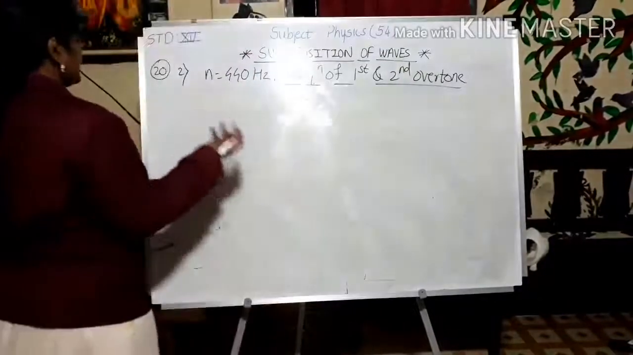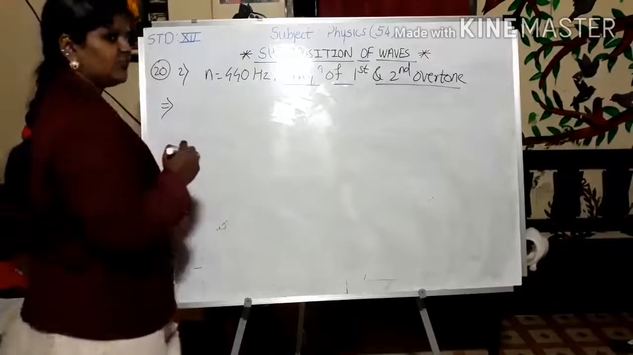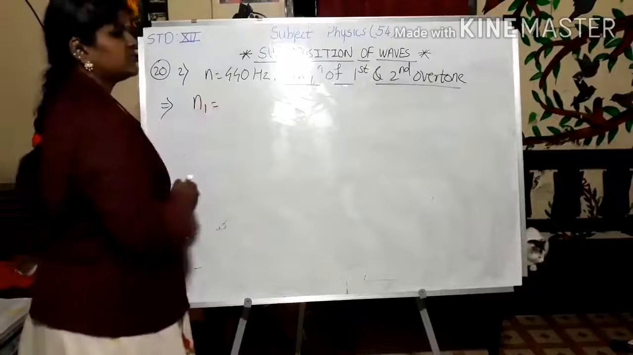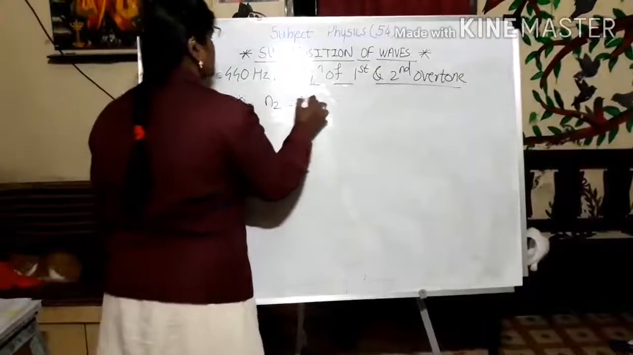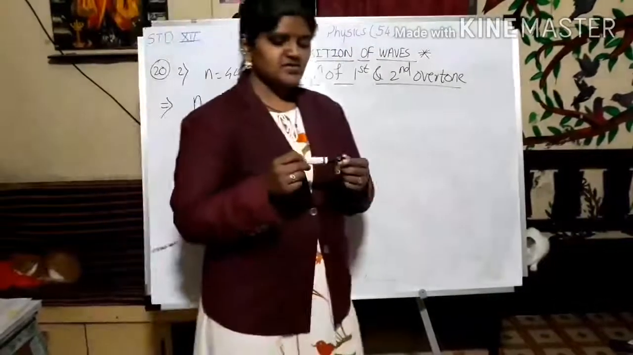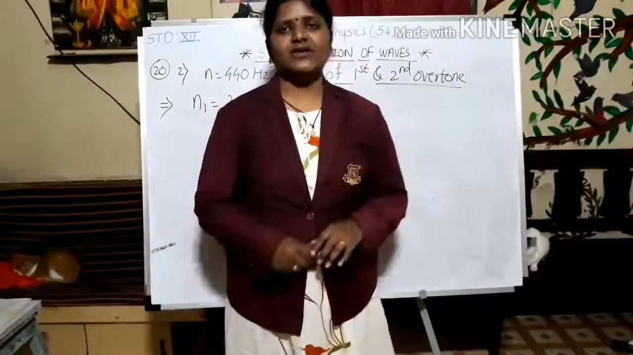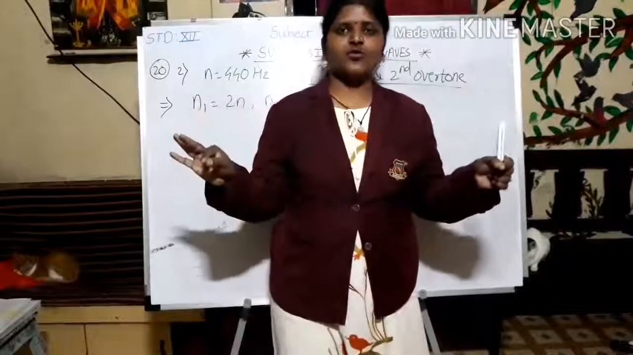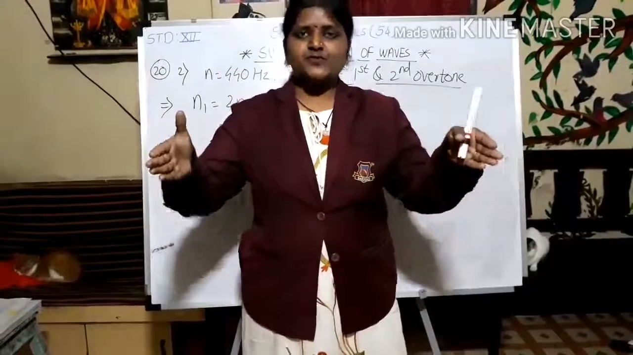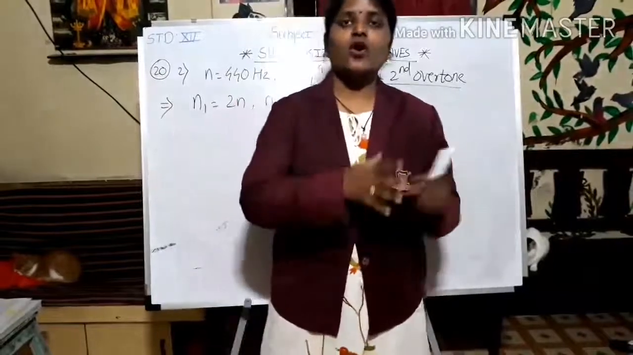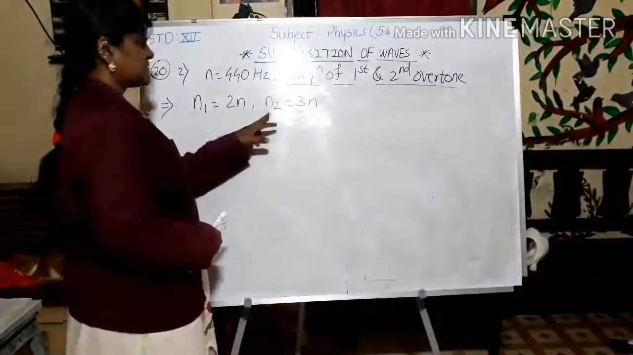So by considering the derivation of a string, I will write the formula. The first overtone will be twice n, and the second overtone will be thrice n. Why? Because a string in a violin is fixed at both ends. So we have to consider the derivation for a string which is fixed at both ends. In that, all harmonics are present, even as well as odd. So n1 is 2n, n2 is 3n.